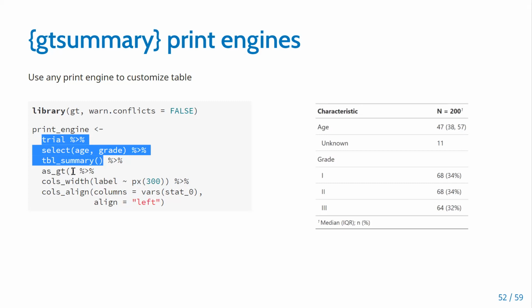Once you have a GT object, then you can use every single function within the GT package to customize. So there's a cols_width function that you can use to specify the precise width of every column. So here, all I've done is make the first column, the label column, much larger than the default. And I've taken the statistic column and I've made it left justified. So this, of course, would work with flextable tables, huxtable tables, everything that works with this. Whatever engine you're the most comfortable with is the one I would recommend you use.